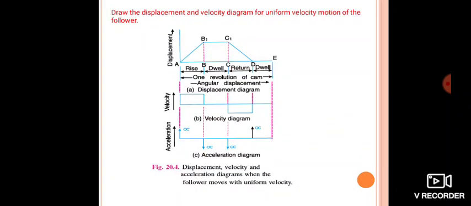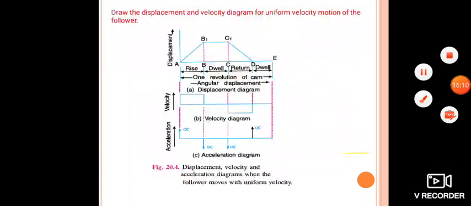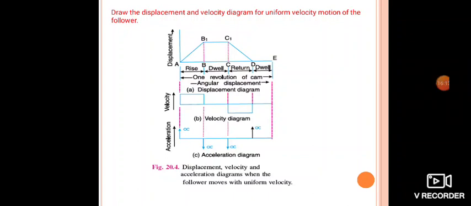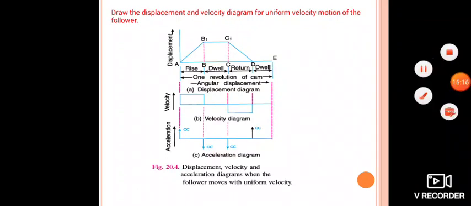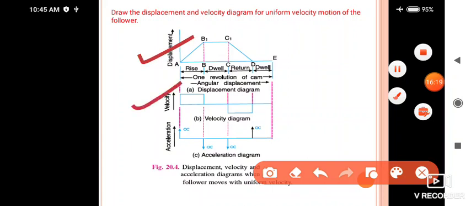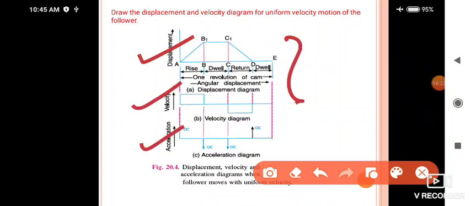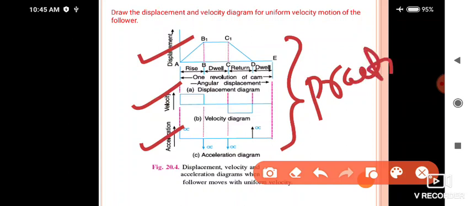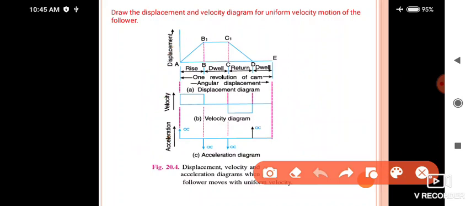Then the next question: draw the displacement and velocity diagram for uniform velocity motion of the follower. Whatever we discussed in the previous questions, you just follow those procedures. That means you have to draw the displacement diagram, velocity diagram and acceleration diagram. This only comes by practicing. You have to practice it, then only you will be able to draw this displacement and velocity diagram for uniform velocity motion of the follower.